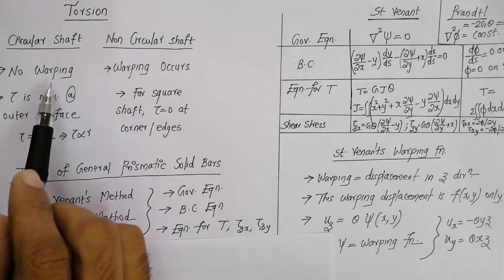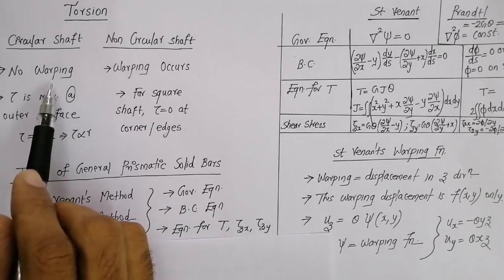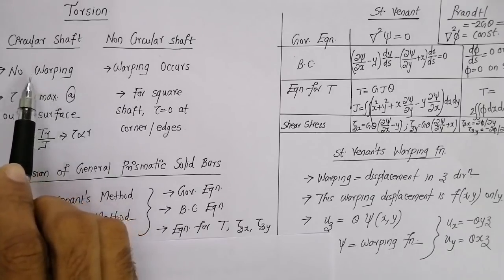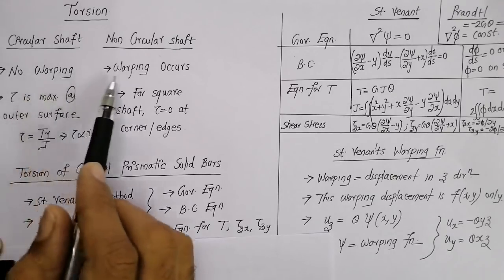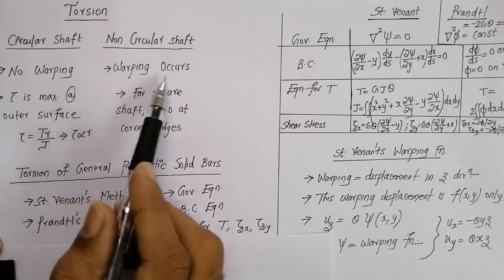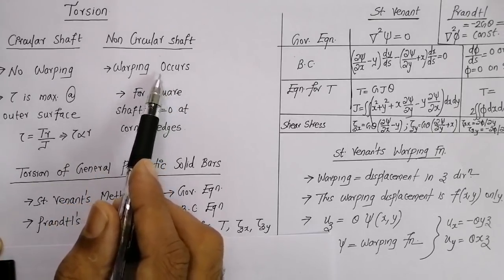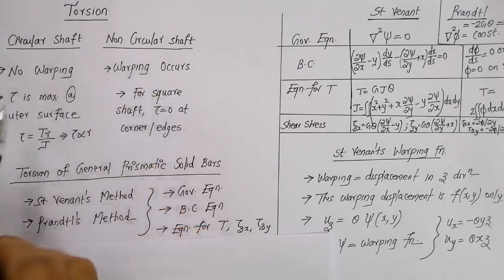Let us analyze the difference between torsion of circular and non-circular cross sections. You might have learned that in circular cross sections we take the assumption that there is no warping. So in circular shafts there will not be any warping, whereas in non-circular shafts warping occurs. I will explain later what warping is in detail.